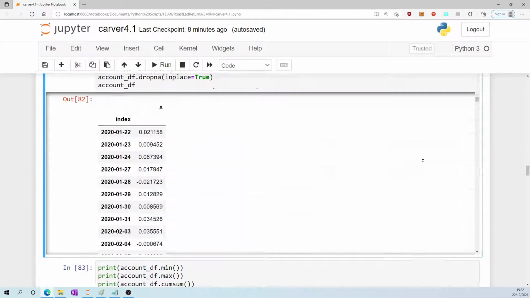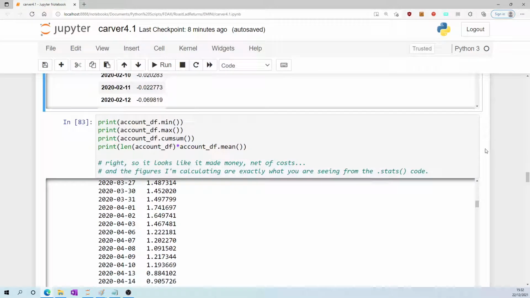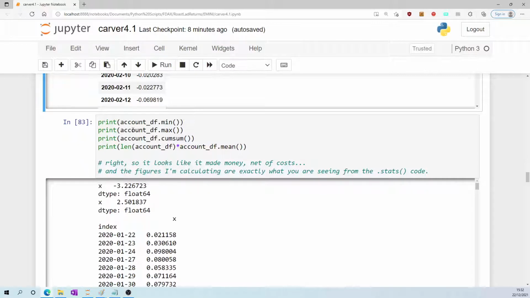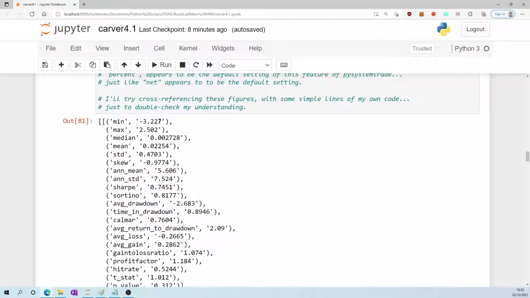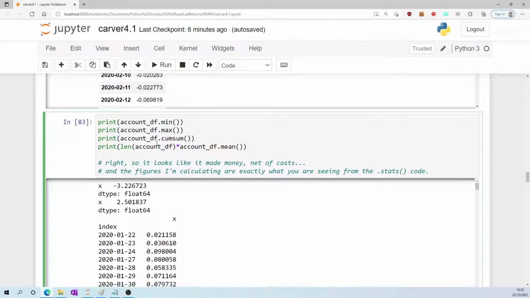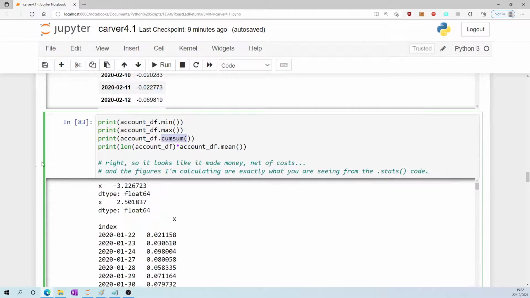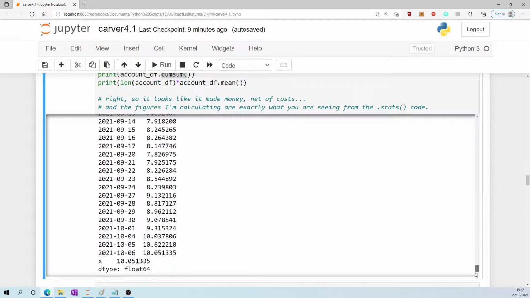If I print the minimum of this data frame, I get minus 3.2. If I print the maximum, I get plus 2.5. And that is what we get up here, minus 3.2, plus 2.5. Similarly, if I generate the cumulative sum of this column, by the end, it amounts to plus 10.05.